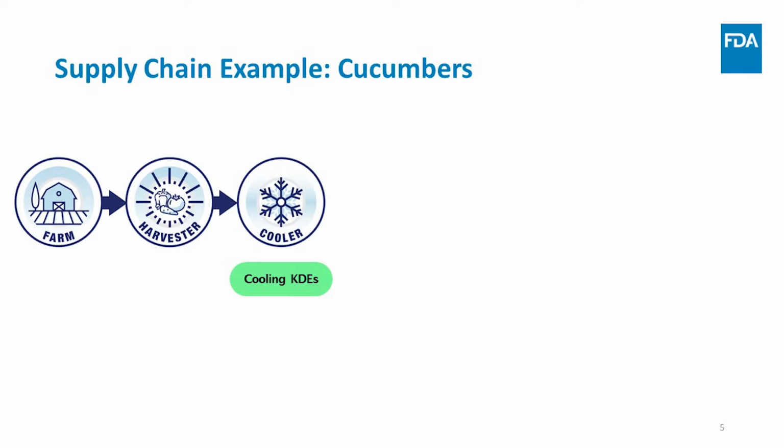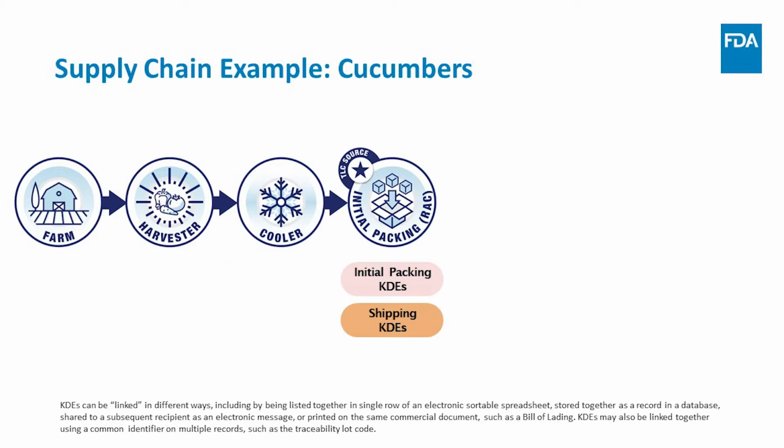Then the cucumbers are sent to an off-site cooler. The cooler must maintain key data elements related to the cooling of the cucumbers, and they also must send certain key data elements to the initial packer. These key data elements are only required for FTL foods that are cooled before they are packed. This is not always the case. For example, some farms field pack their produce, in which case the produce is not cooled before it is packed. In this situation, key data elements for cooling would not be required.